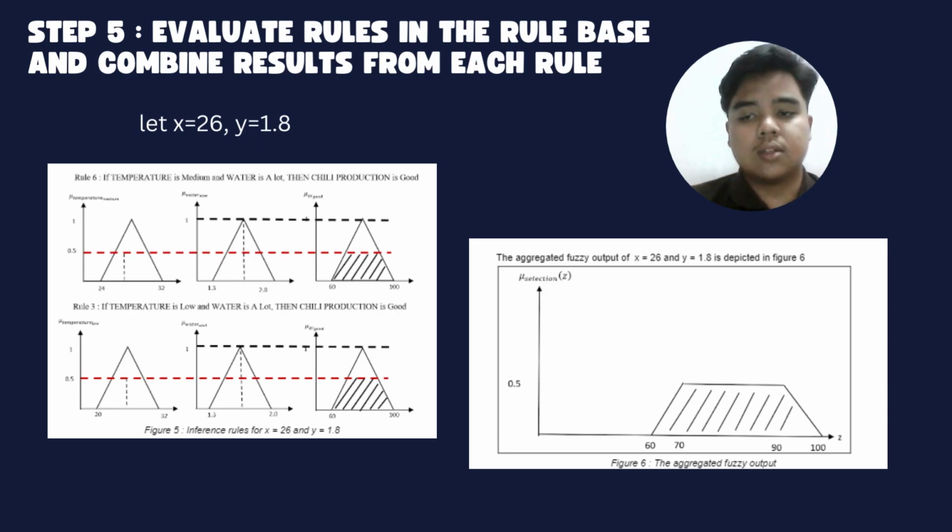For the next one is membership function of temperature low. We can get 0.5 for membership function of water a lot. And the next one is membership function of quality chili good. And for the next figure is the membership function of the result for the first figure.